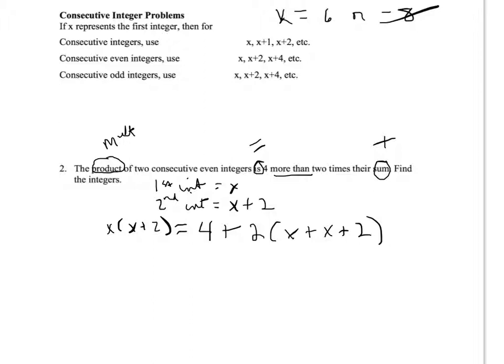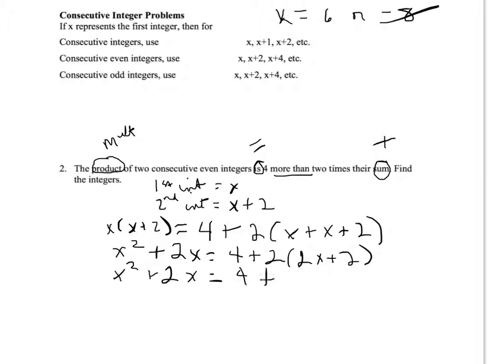Distributive property on the left side gives me x squared plus 2x equals, on the right side, I do have some terms I can combine inside the parentheses. So when I add the x plus x, that gives me 2x plus the 2 that was already there. And I'm ready to use distributive property on the right side, and then we'll start combining like terms. I'm going to have 4 plus 2 times 2x is 4x plus 2 times 2 is 4 on the right. Okay, I know I can add the 4 plus 4 on the right side. That's going to give me a plus 8 on the right.